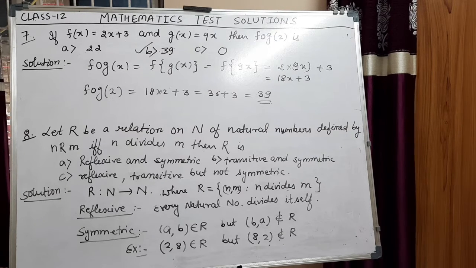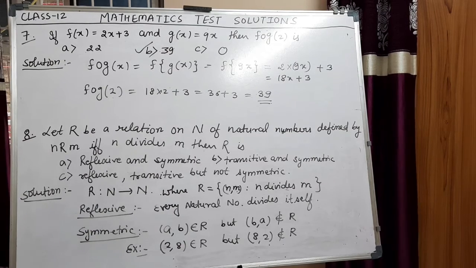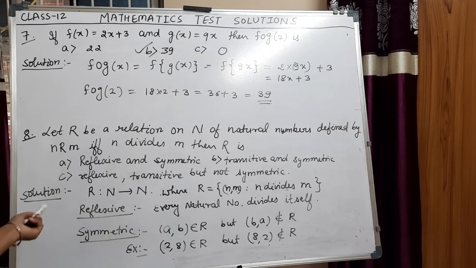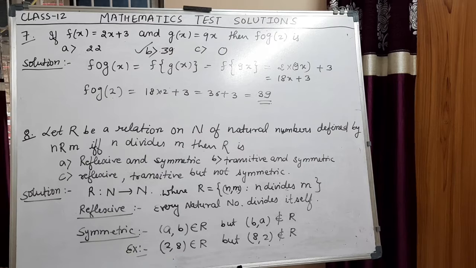So first of all, we will write R is a relation from natural numbers to natural numbers, where R is given by (n, m) such that n divides m, which means n completely divides m. So reflexive we will discuss first. We know that every natural number divides itself. So it is clearly reflexive.